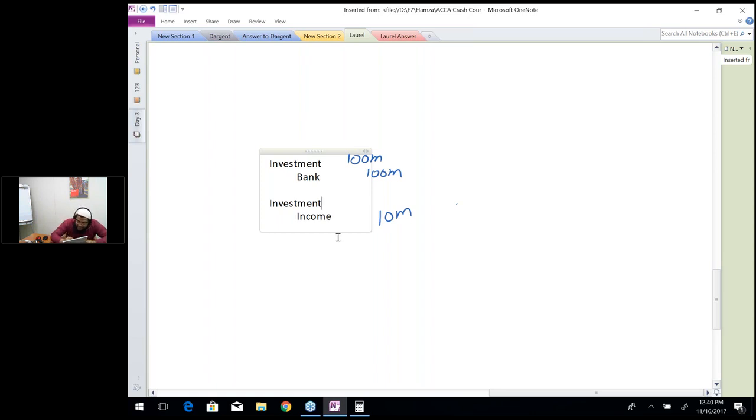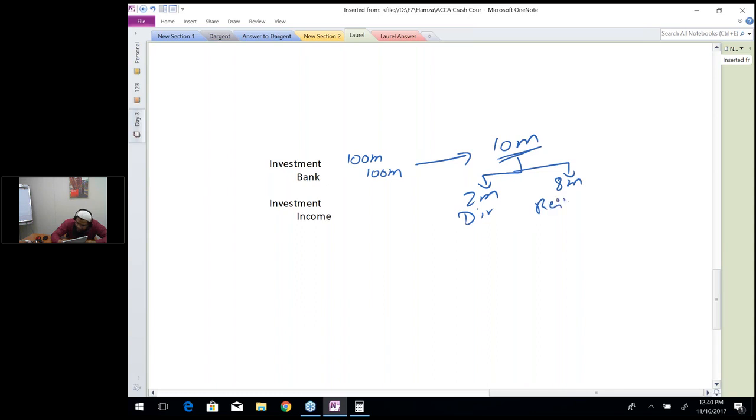But for example, if I say that the company has earned a profit of 10 million, but has given a dividend of 2 million and has reinvested 8 million. The company has given a dividend of 2 million and has reinvested the 8 million. Now what should be the entry? The company earned a profit of 10, gave a dividend of 2 to me and has reinvested 8 million. Now what should be the entry?